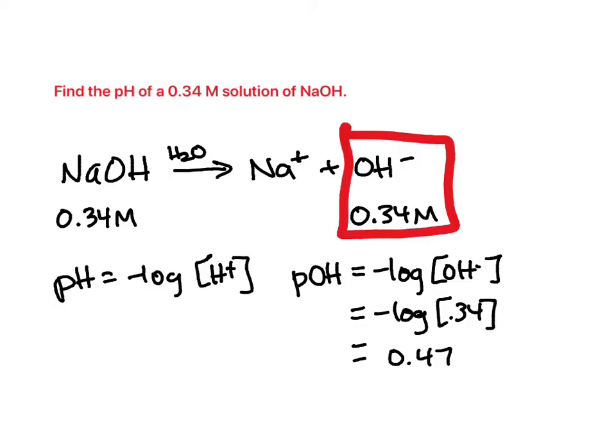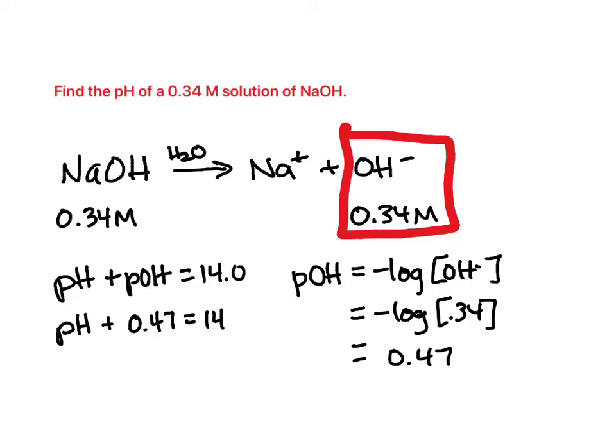Now that's the pOH. I wrote this formula down a second ago, but it turns out that we don't really need it. So let's erase it and replace it with pH plus pOH equals 14. So that's another of the relationships that we have. So we don't know the pH, but we do know the pOH now is 0.47. And when we add those two together, we should get 14, which means that our pH is equal to 13.53.